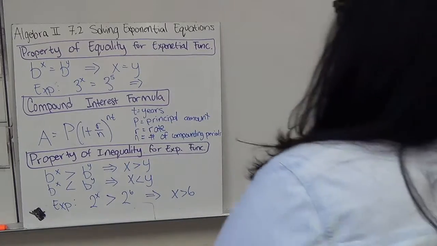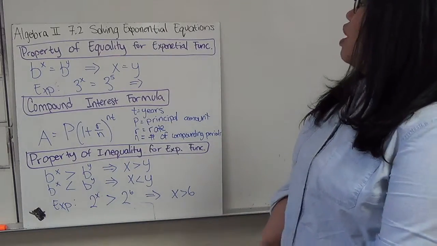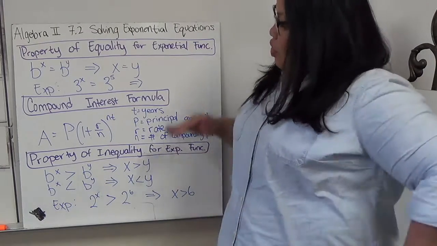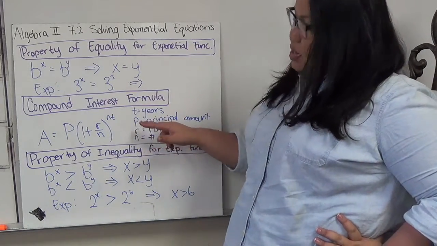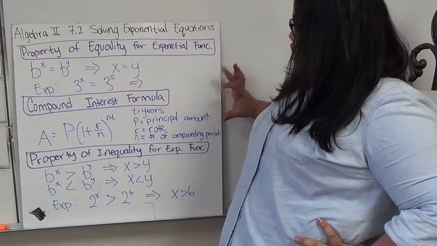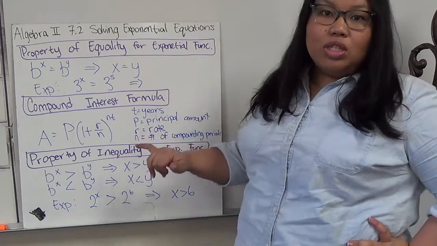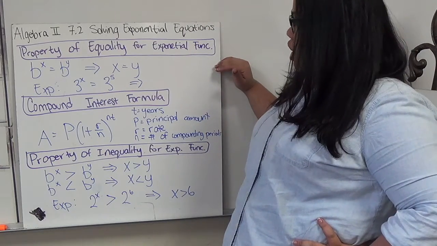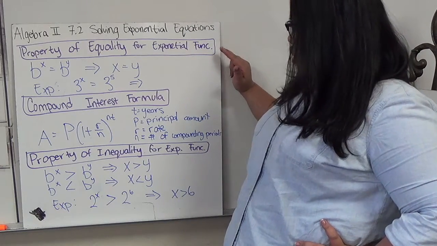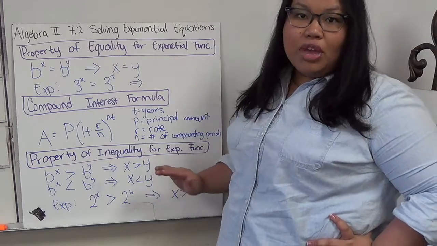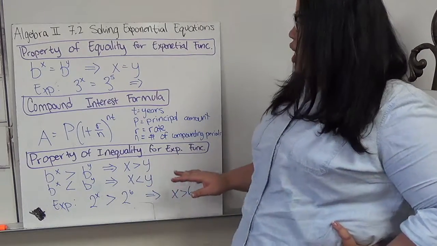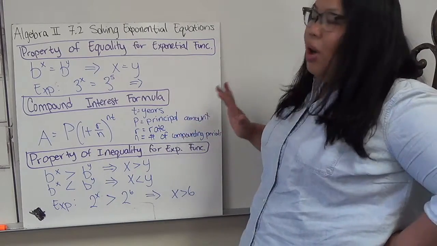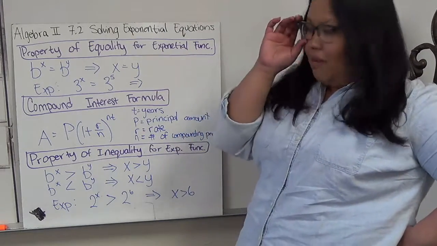In Algebra 2, section 7.2, we're dealing with solving exponential equations. So, we have two sets of properties and a specific formula that you'll need to know for this section. The first one being the property of equality for exponential functions, and the last one is the property of inequalities, when we're dealing with inequalities. And this is compound interest. So, make sure to pause this and write it down so that we have it for the next boards.